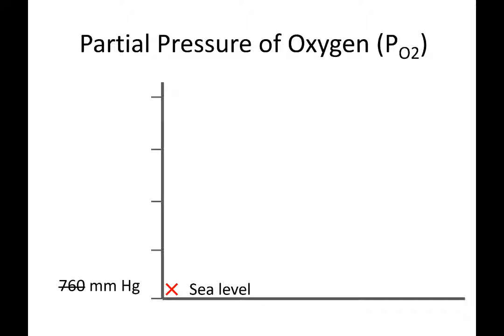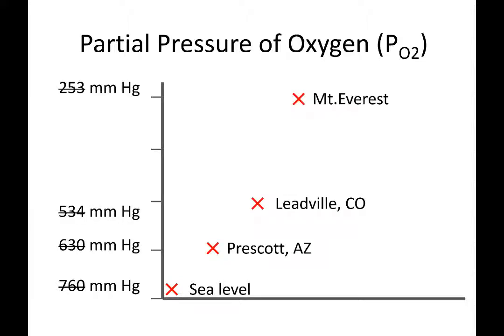So at sea level, we knew it was 760 millimeters of mercury. Prescott, Leadville, Mount Everest, these are the atmospheric pressures. There's a line through it because maybe we want to look at the available oxygen partial pressure: 160 at sea level, you drop down to 132 at Prescott, and then it reduces as you go up in altitude. So this is why, as you increase in altitude, you have less atmospheric pressure, therefore you have less available oxygen.